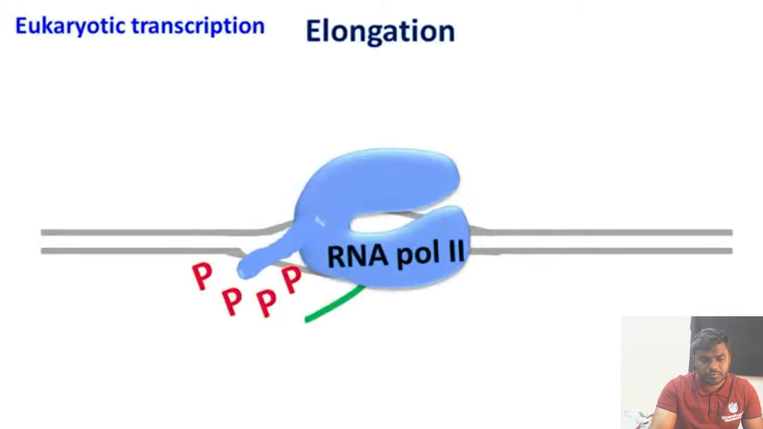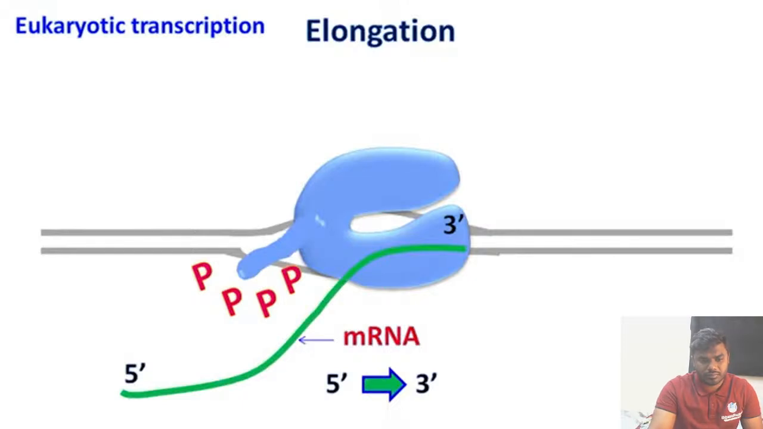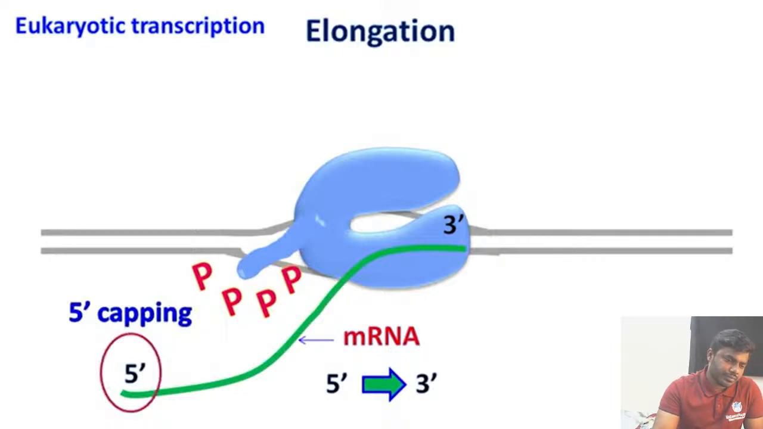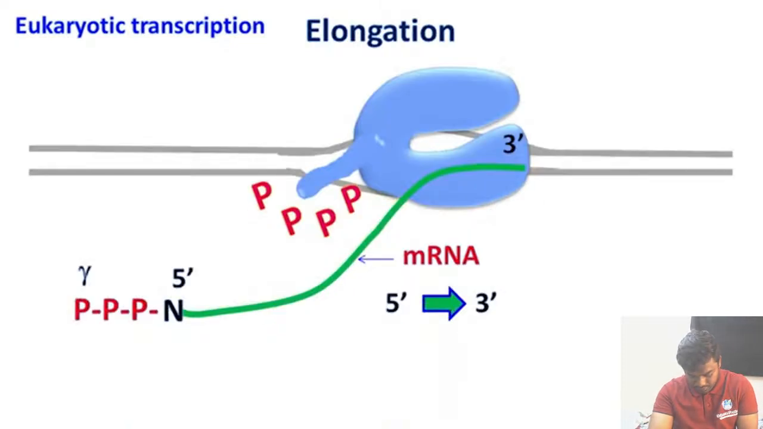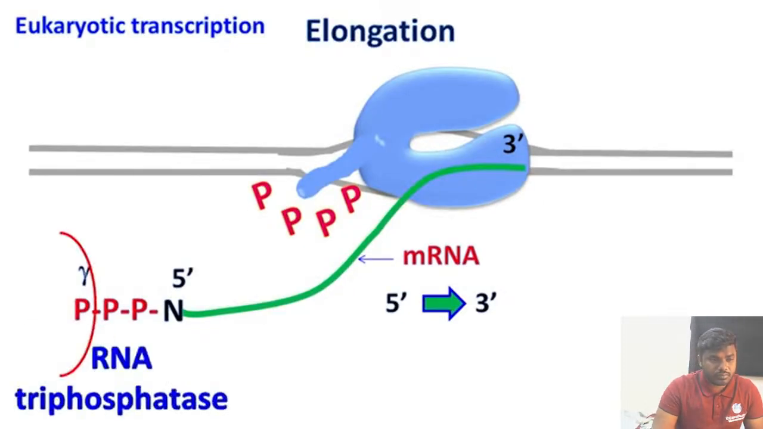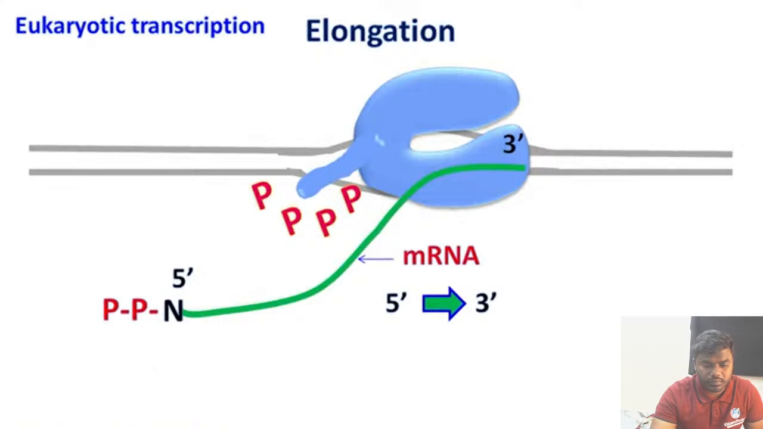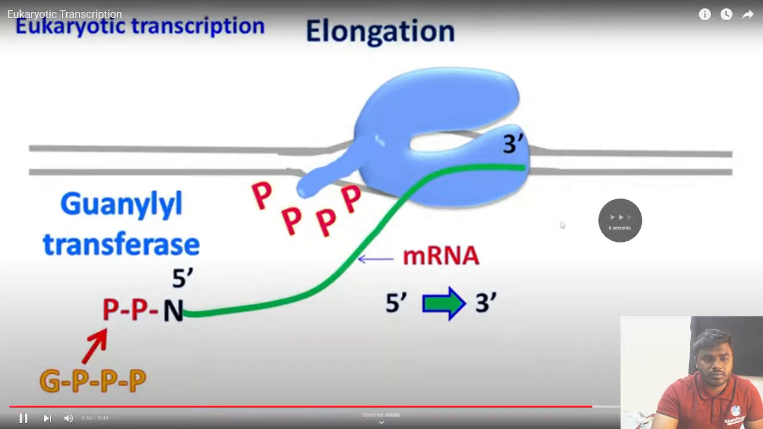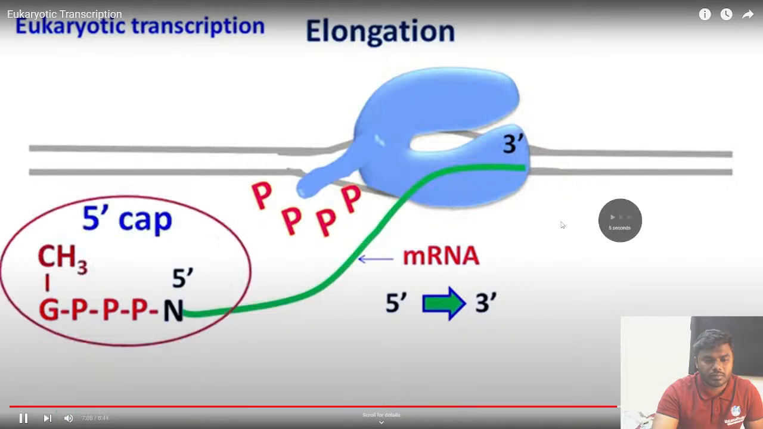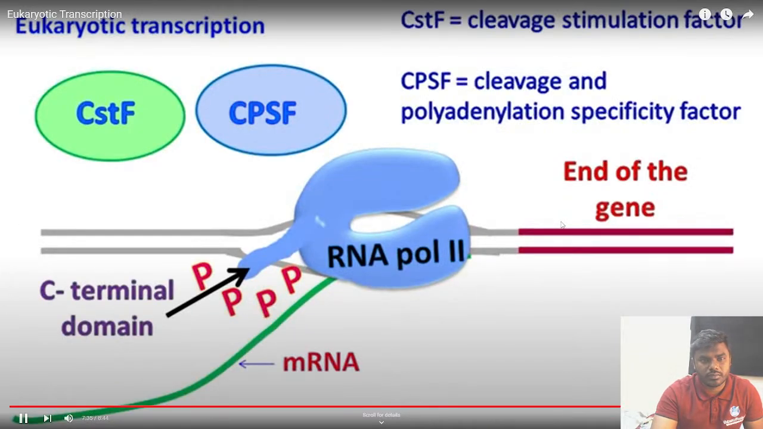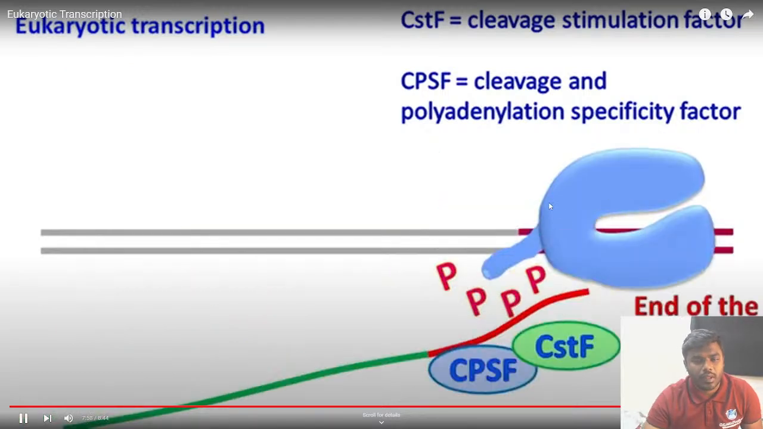5' capping. As the RNA polymerase starts elongation, the mRNA starts forming. The formation of mRNA occurs in 5' to 3' direction. The first RNA processing event that occurs during elongation is the 5' capping. During this process, the terminal gamma phosphate of the nucleotide is removed by the enzyme RNA triphosphatase. In the next step, guanylyl transferase adds a guanine nucleotide.